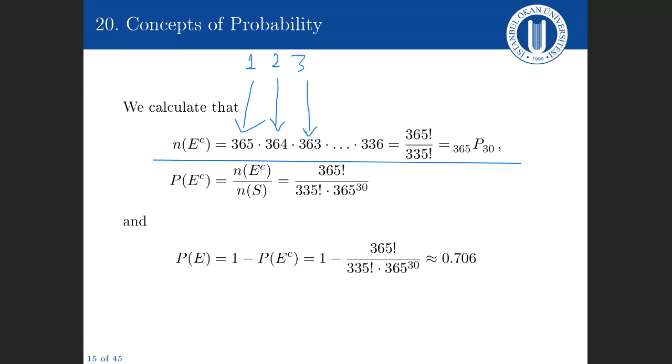Then for student number 3, there are 363 days remaining, and so on. Because we have 30 students, the final number in this list is going to be 336. I'll leave that for you to think about. We have 365 factorial divided by 335 factorial, or this is the same as 365 P 30.